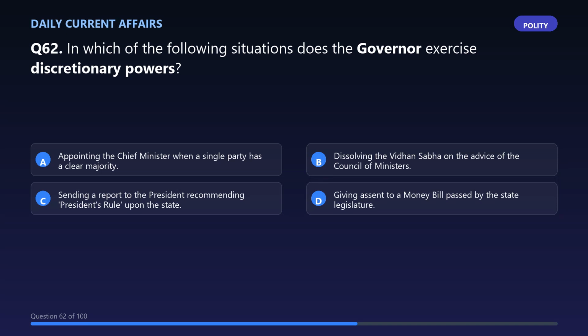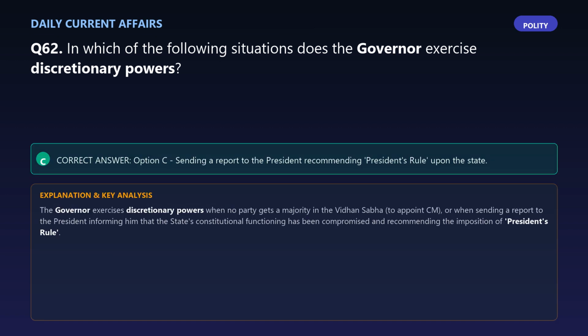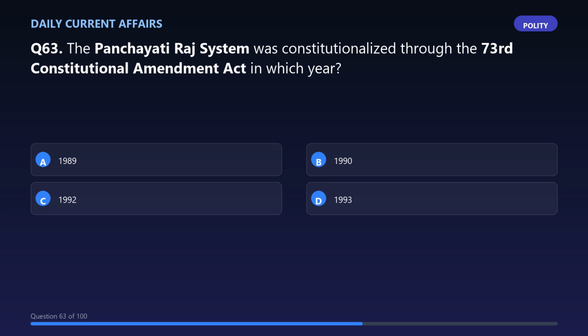Question 62. In which of the following situations does the governor exercise discretionary powers? The correct answer is option C, sending a report to the President recommending President's rule upon the state. Explanation: the governor exercises discretionary powers when no party gets a majority in the Vidhan Sabha to appoint CM, or when sending a report to the President informing him that the state's constitutional functioning has been compromised and recommending the imposition of President's rule.